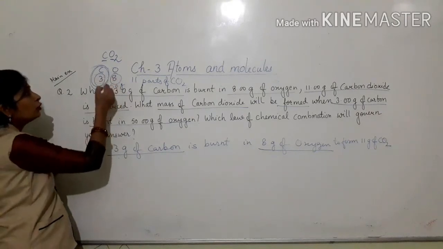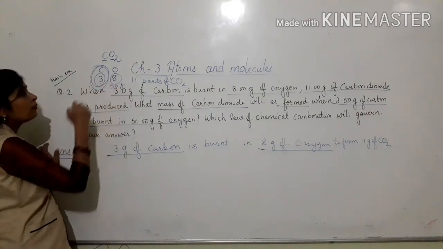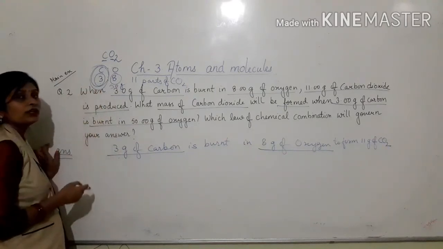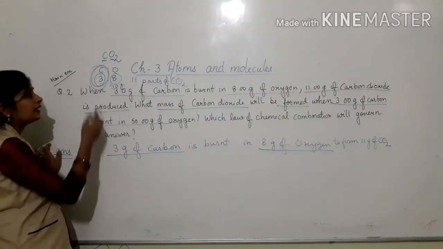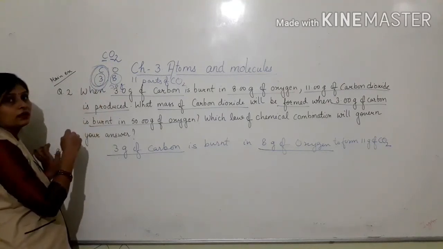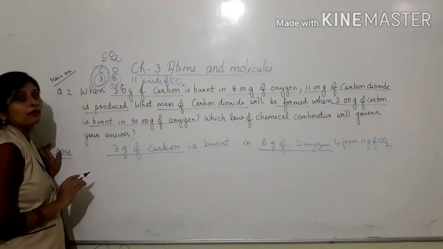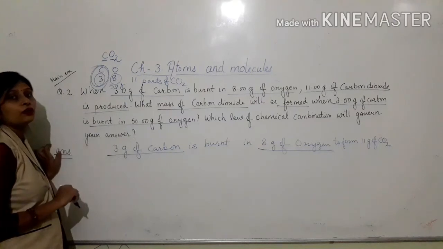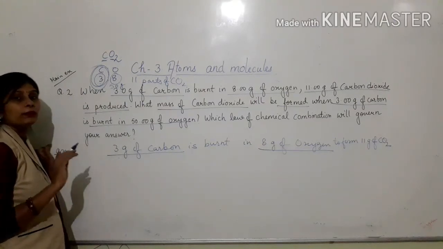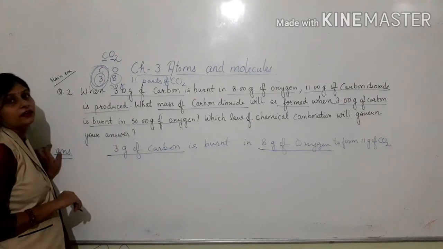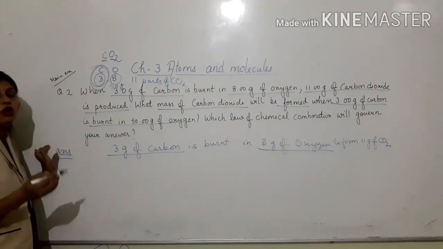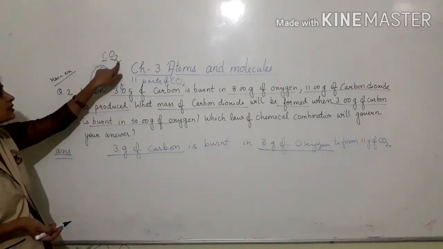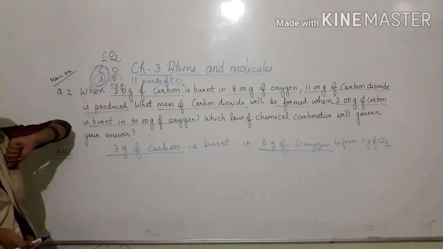Okay, if you are providing 50 gram of oxygen, then it will make no difference because here only 3 gram of carbon is there and that 3 grams of carbon will require only 8 gram of oxygen out of 50 gram. So the remaining 42 gram of oxygen will remain unreacted because according to the law of constant or definite proportion, in a chemical substance, elements are always present in definite proportion by mass.